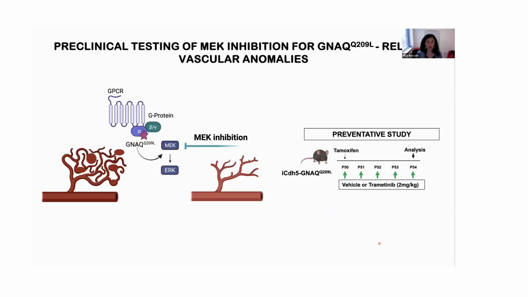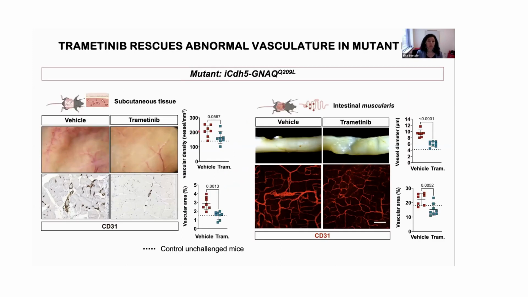Strong of this data, we went on and thought about, okay, if we inhibit MEK, can we prevent the phenotype? And this was a first proof of concept experiment, which is a preventative study where the administration of trametinib and control vehicle starts from the same day where we administer tamoxifen. And what you can see here, only mutant mice were treated with vehicle or trametinib. In the subcutaneous tissue, the blood vessels look normal. We don't see much of a phenotype.